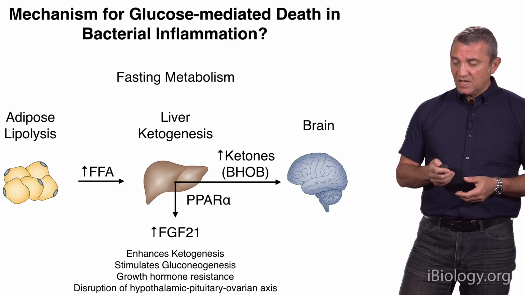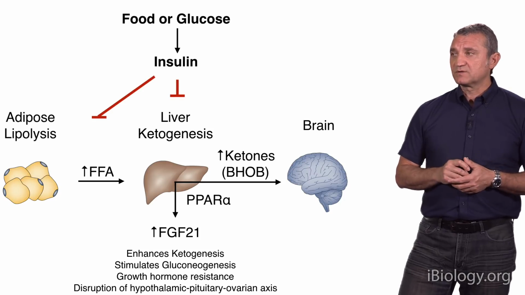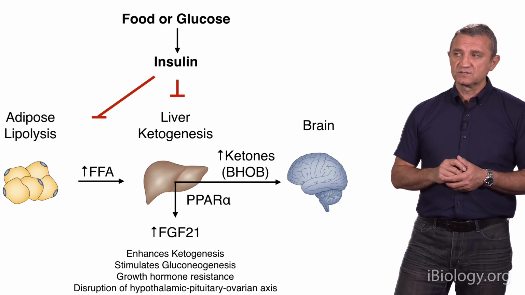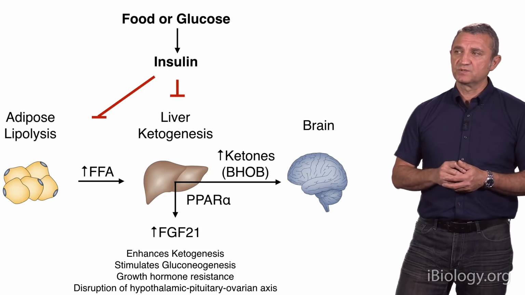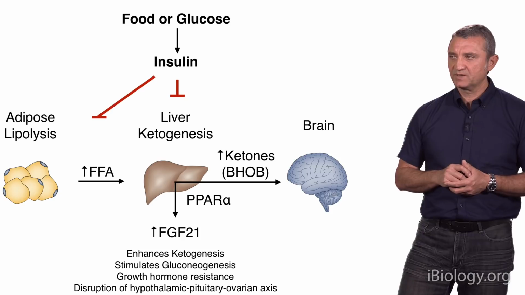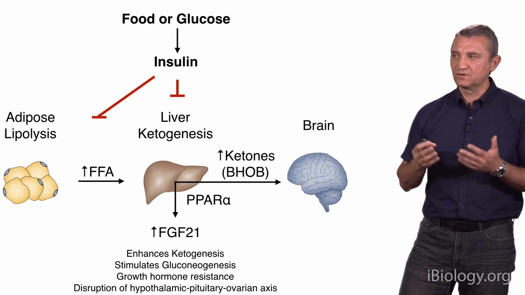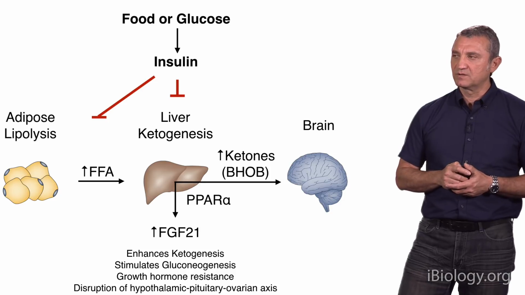So we thought that it's these PPAR alpha regulated processes activated during fasting that might be involved in controlling survival. Because when we eat or consume food or glucose, that would induce insulin production, and insulin will suppress all these processes. It will suppress lipolysis, and it will suppress ketogenesis. We thought that maybe that's why glucose kills, and 2-deoxyglucose promotes survival.